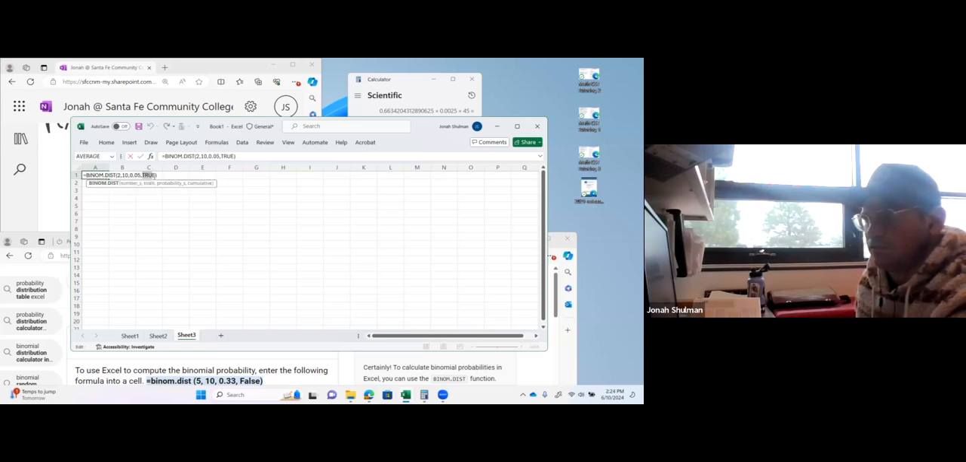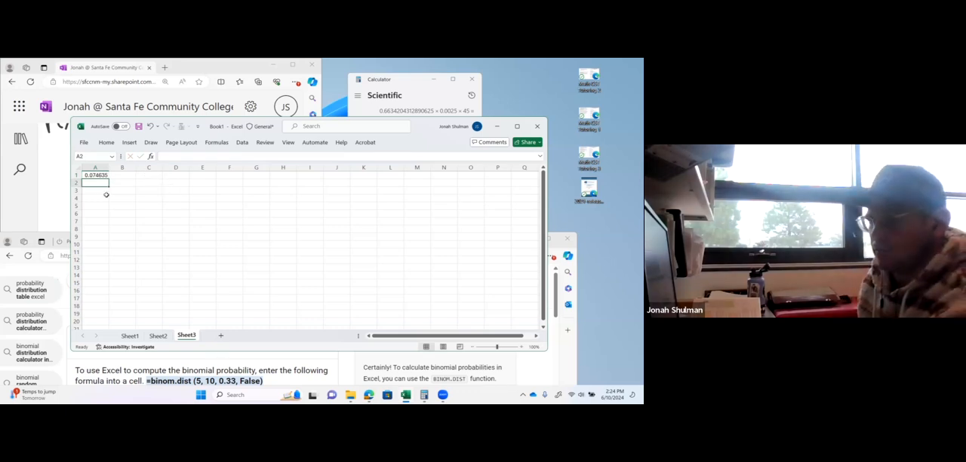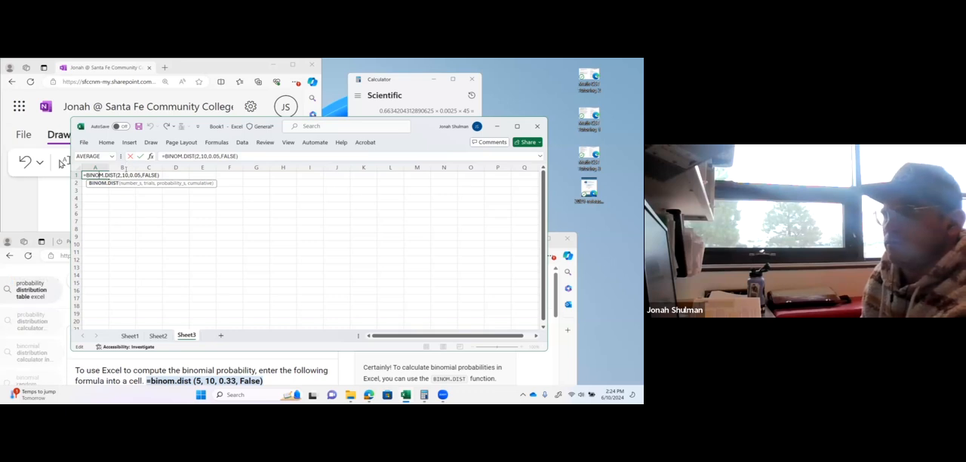Let's see if I change this to false. See what happens. Oh, it is false. Okay, so for binomial distribution, the first thing you have to do is put in the value. Okay, and then you have to put an X and then N, and then what's the difference between cumulative? I'm just gonna click on this.